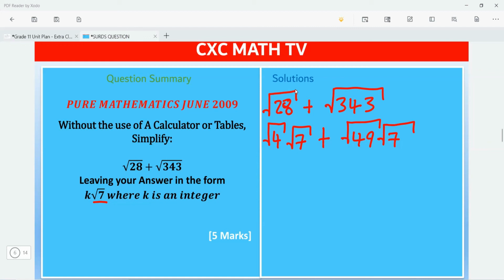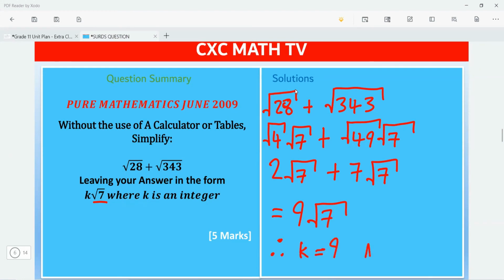Now the square root of 4 is 2. So that's 2 times the square root of 7 plus the square root of 49 is 7. So that's 7 root 7. Now 2 root 7 plus 7 root 7, that works out to be 9 root 7. So you can tell them in this case, therefore k is equal to 9. All right, that's the form that they wanted it in. So we got that it's equal to 9 root 7.